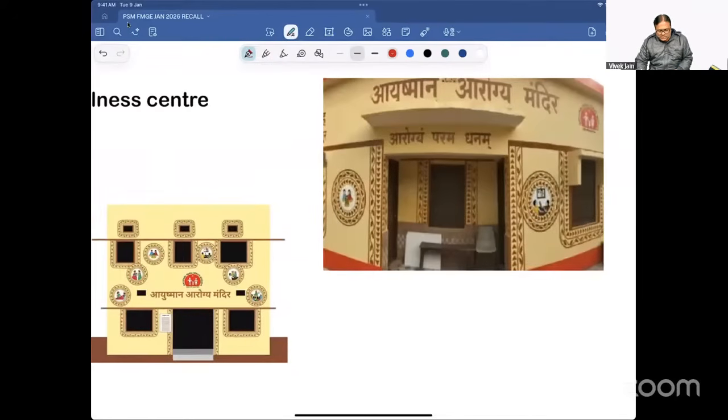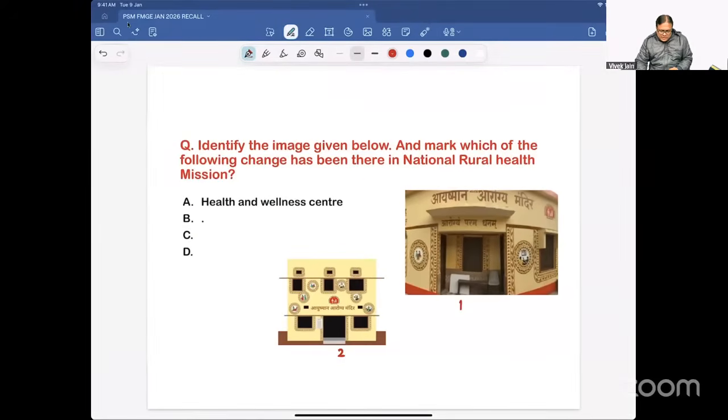Then there is a question first to confirm which image of Aayushman Bharat was there. Aayushman Arogya Mandir, which image was there? Was it number one, number two, or something else? Students told me that an image of Aayushman Arogya Mandir was there, but they were not able to share the exact question. Can you tell me what the question was? Something like: identify the image, mark which of the following change has been there in the National Rural Health Mission. Okay, second image was there.